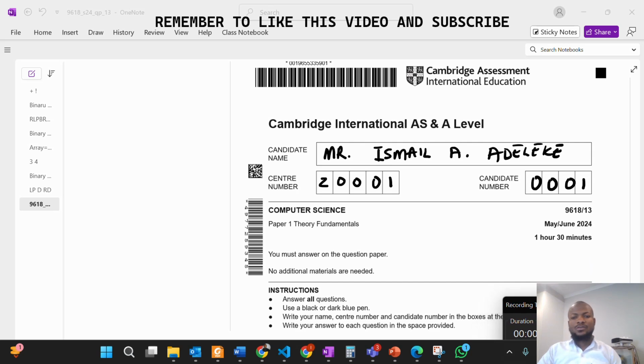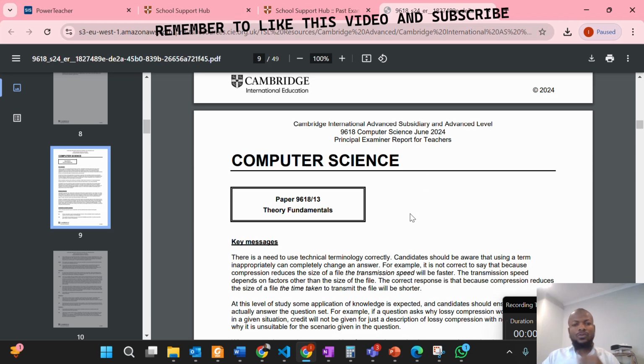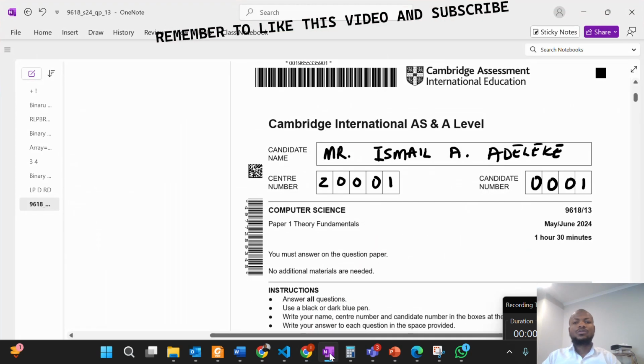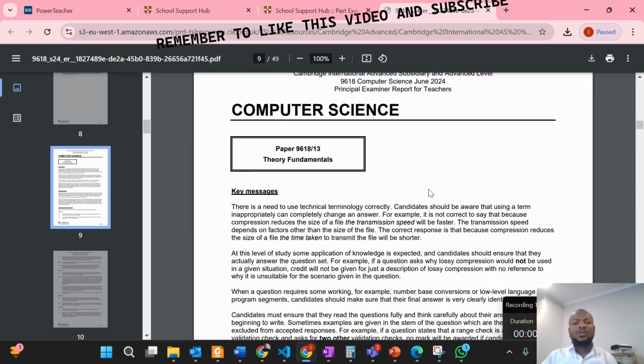In today's session, we will solve questions on paper 1, 2024. And as I solve these questions, I will also walk you through the principal examiner's report for this year, so that I can answer the question and tell you what candidates who wrote the exam were doing wrong, what their shortcomings were according to the examiner's reports, so that we can learn from these reports and not repeat the same mistakes.